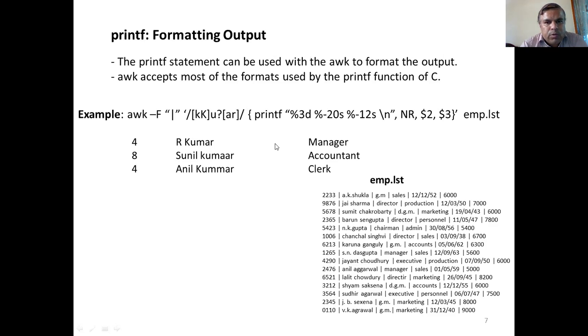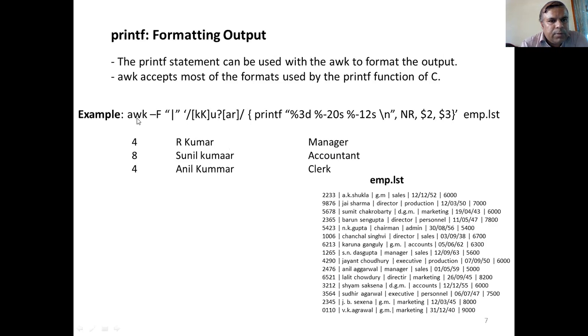So we want to print the employees whose name matches this pattern, and we want to print the selected lines along with the line numbers. Then the second field, which is the name, and the third field, which is the designation. So here is an example.